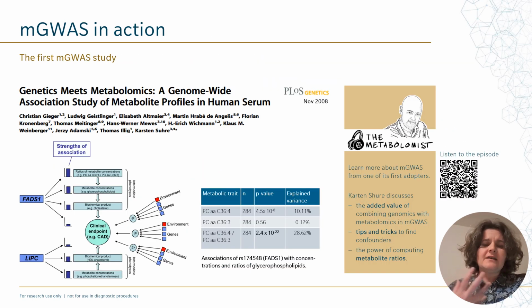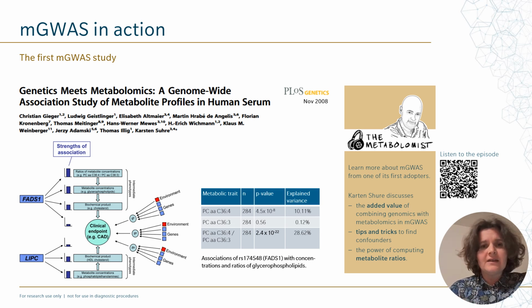And because mGWAS is such a powerful use of metabolomics, this is one of the first topics that I wanted to discuss on my podcast, The Metabolomist, 3 years ago. So one of the first episodes we recorded was with Carsten Suhre, who is a German scientist working in Qatar, who was among the first people to combine these two omics together, and who really identified the power of metabolomics to find new associations and to strengthen existing associations.